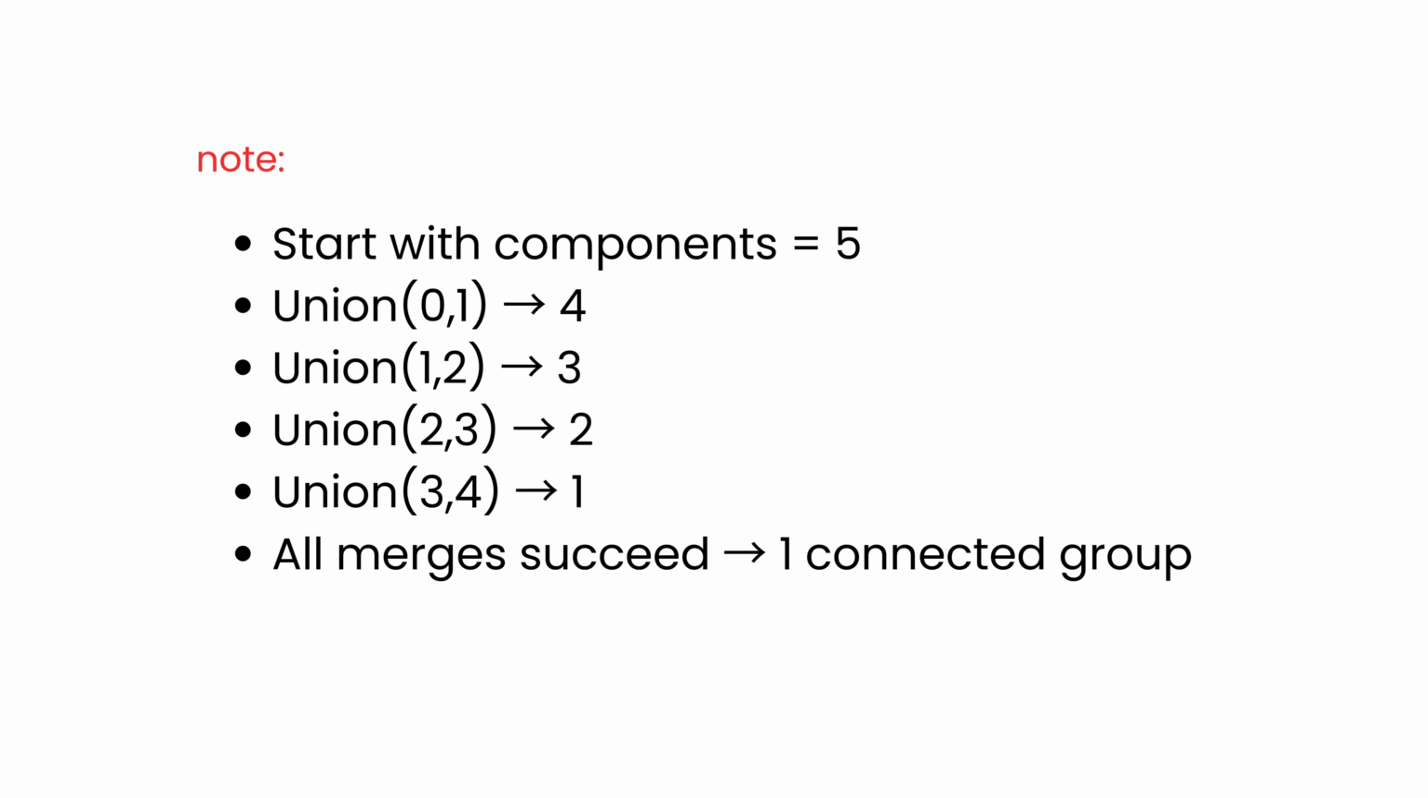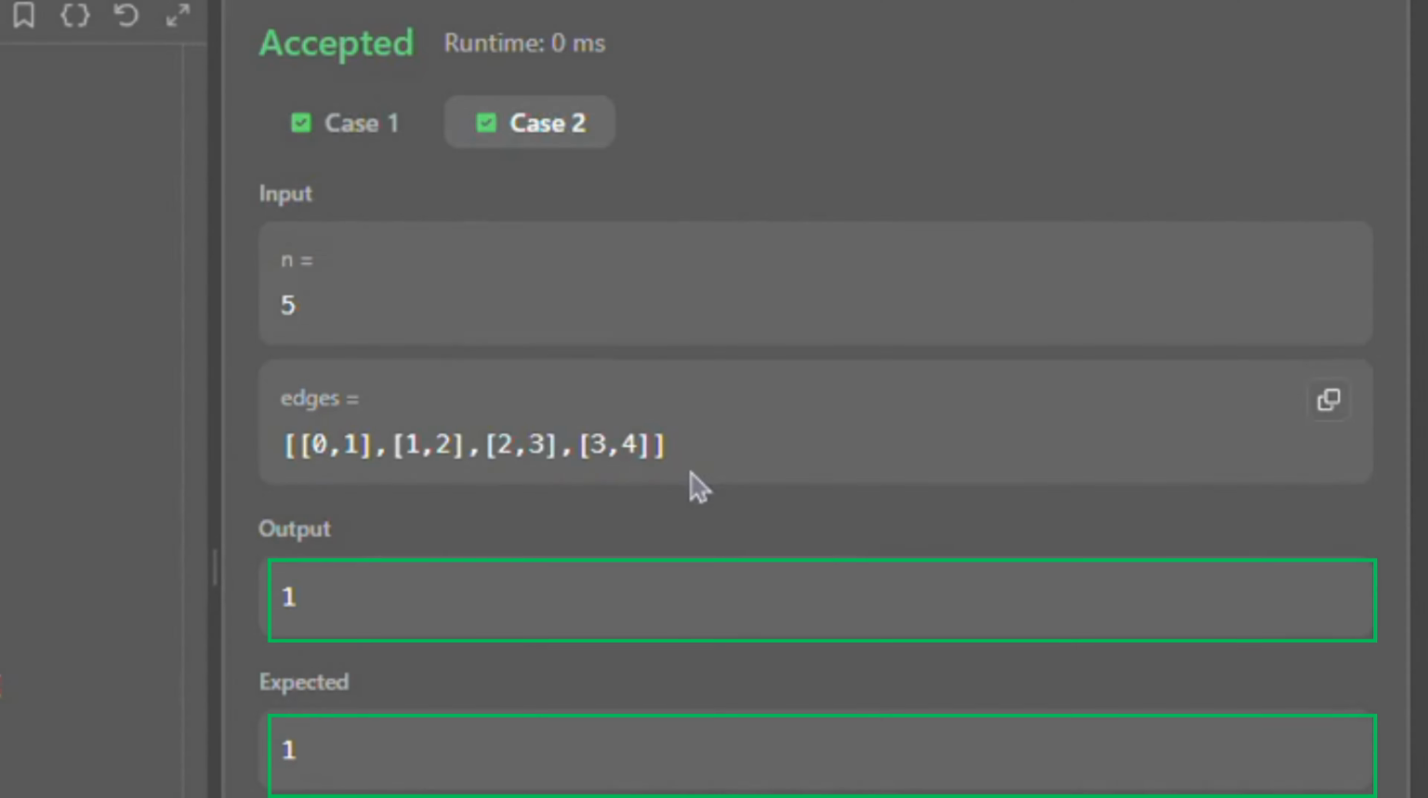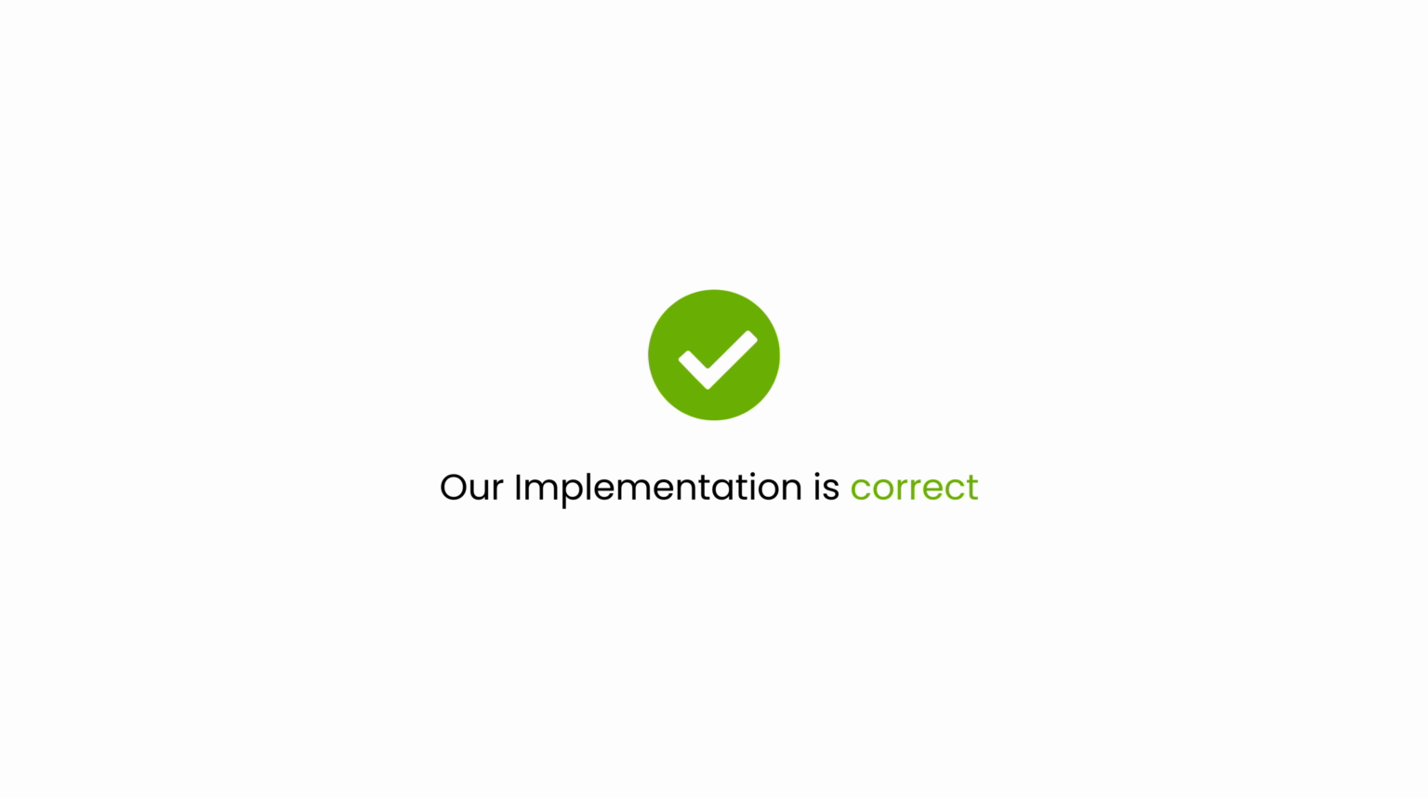Union 0, 1: components equals 4. Union 1, 2: components equals 3. Union 2, 3: components equals 2. Union 3, 4: components equals 1. All merges succeed because no cycles occur. Only one connected group remains. This is correct. The entire graph is one connected chain, so there is exactly one component. So our solution checks out, the result matches the expected behavior, and the algorithm handles this test case correctly.